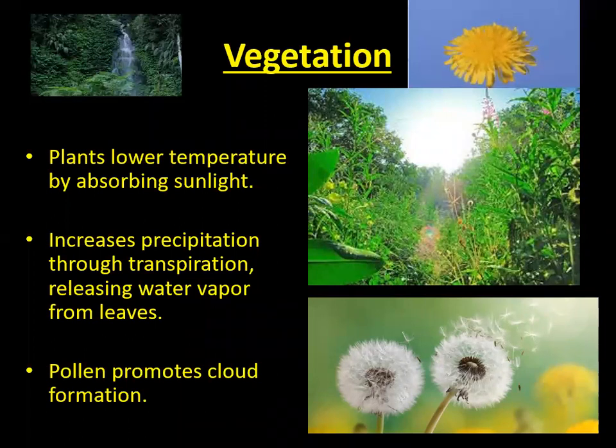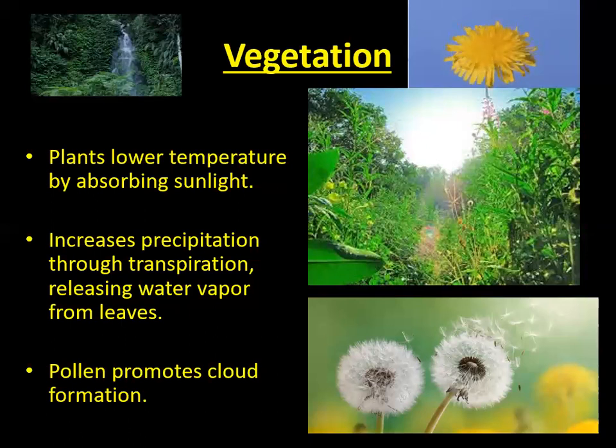Vegetation is also going to increase precipitation. It's going to increase rainfall. Why? Because plants have water flowing through their roots and their stems, and then that water gets released out of their leaves from the pores, from the process of transpiration. That's where plants sweat water out of their leaves.